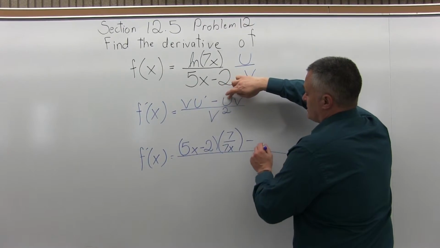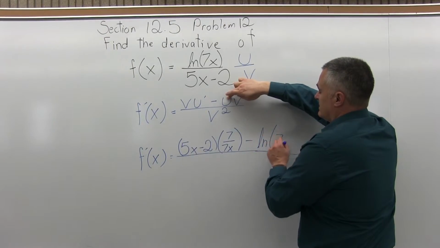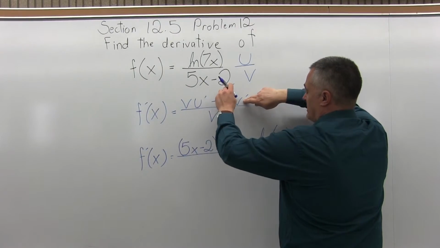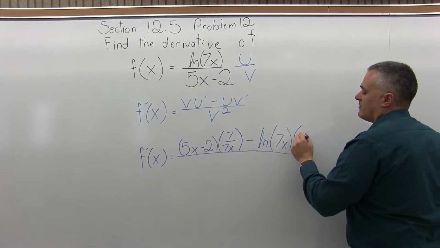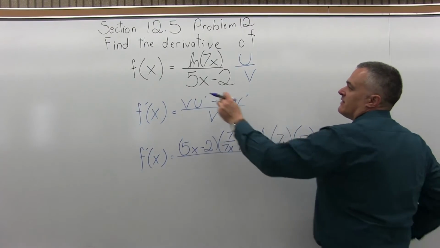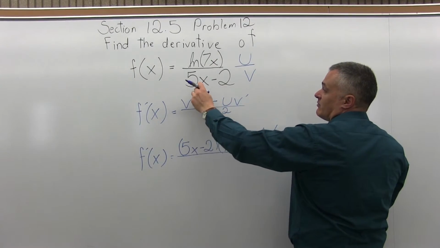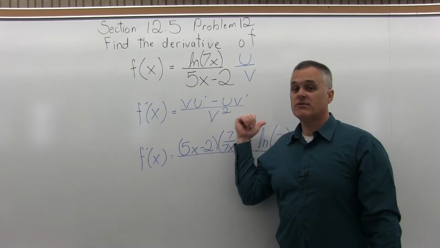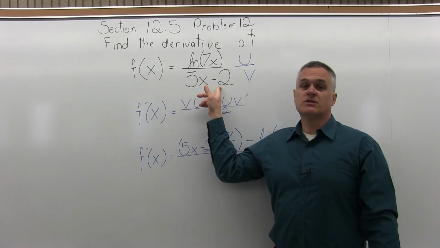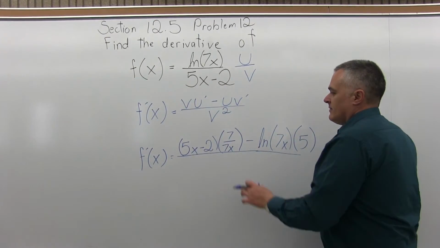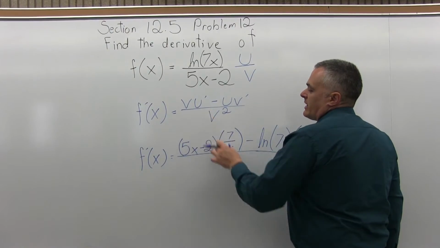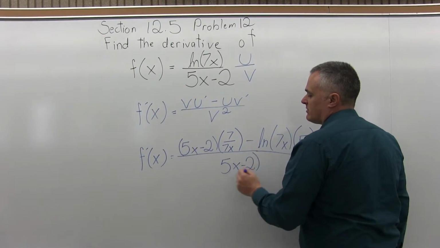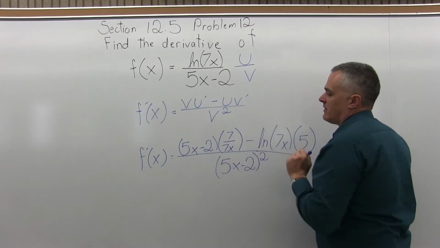then u with no prime. So u with no prime is natural log of 7x, then v prime. So v is 5x minus 2. V prime will just be 5. The 5x has a derivative of 5. Again, because it's an x to the first power, the derivative is the number in front, which is a 5. The minus 2 has no x with it, so its derivative is 0. Then you have v squared for the bottom. So 5x minus 2 is the v, put it in parentheses, raise it to the second power.